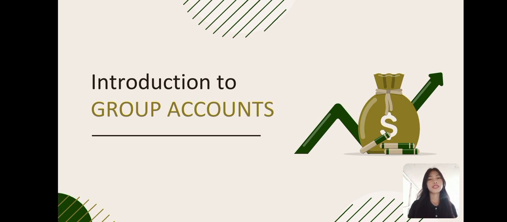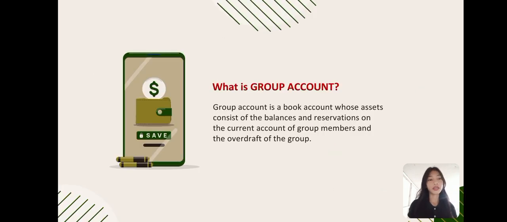So, first thing is that let's define what a group account is. So, what is a group account? Well, a group account is a book account whose assets consist of the balances and reservations on the current account of group members and the overdraft of the group. And group accounts report the underlying commercial reality of the effective control of the parent. These make groups readily comparable even if their legal and ownership structures are quite different.